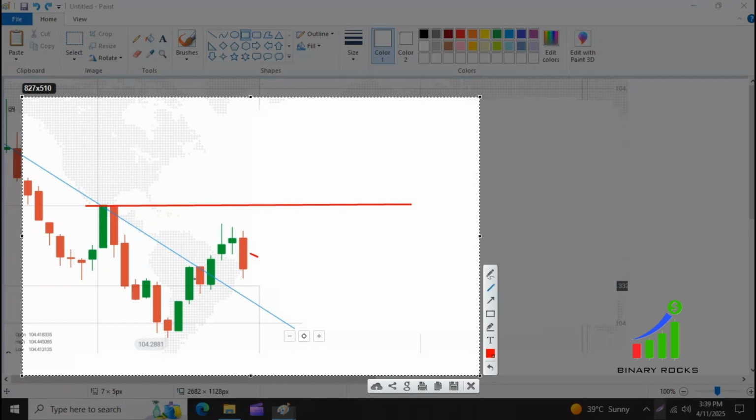Okay. And here, if you notice, I have a level which was a SNR. And one more level. Do you find any levels as of now? That's it. I will show you one more level here.